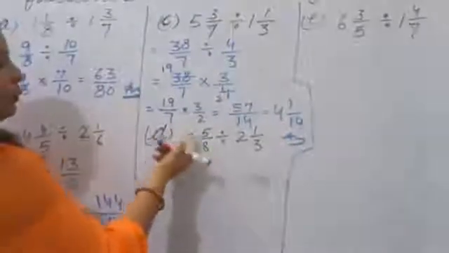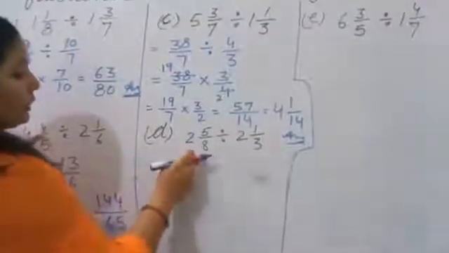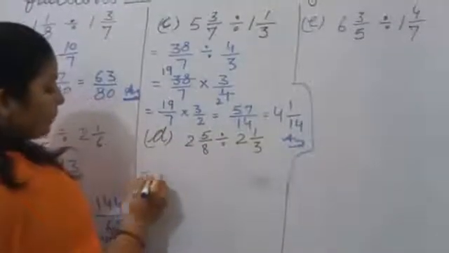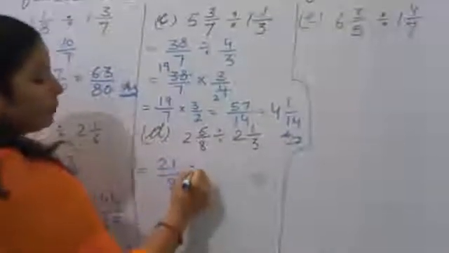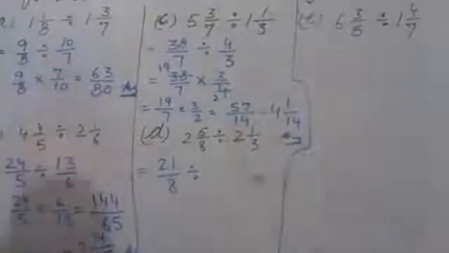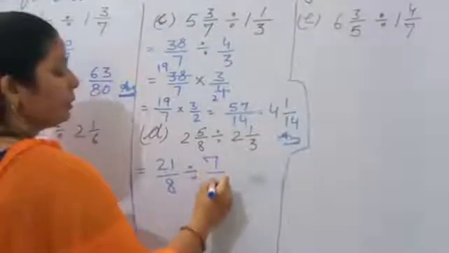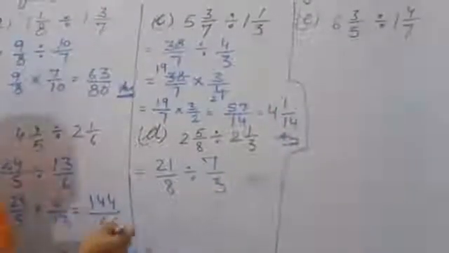Now 2 whole 5 upon 8 divided by 2 whole 1 upon 3. So 8 twos are 16, 16 plus 5 is 21 upon 8, divided by 2 whole 1 upon 3. 3 twos are 6, 6 plus 1 is 7 upon 3. Now divide change into multiply.